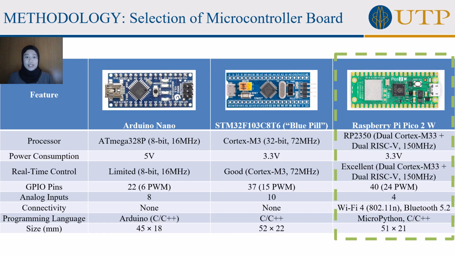Lastly, for the methodology section, the selection of the microcontroller board. It was selected based on compatibility and performance. Raspberry Pi Pico 2W was chosen for its 3.3 volts logic, GPIO flexibility, and UART support. Moreover, its low-cost, dual-core processor and MicroPython support make it ideal for real-time throttle adjustments.